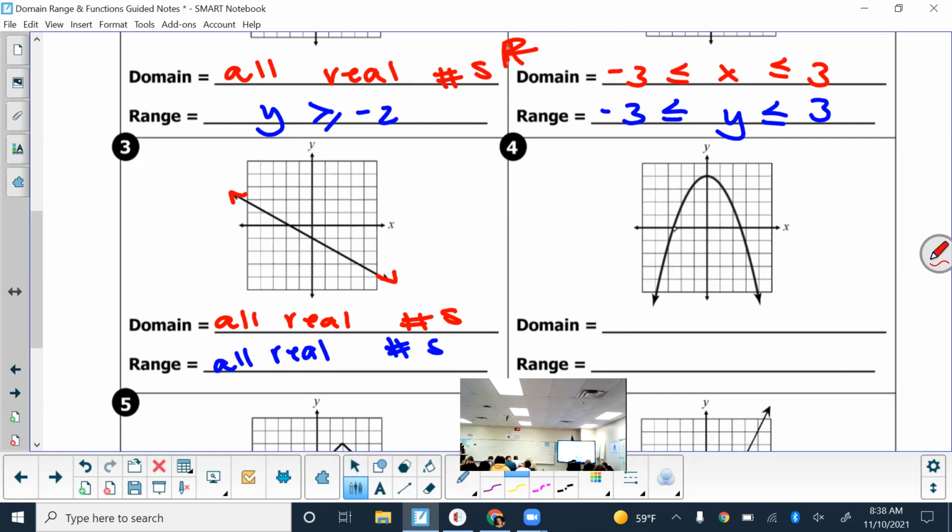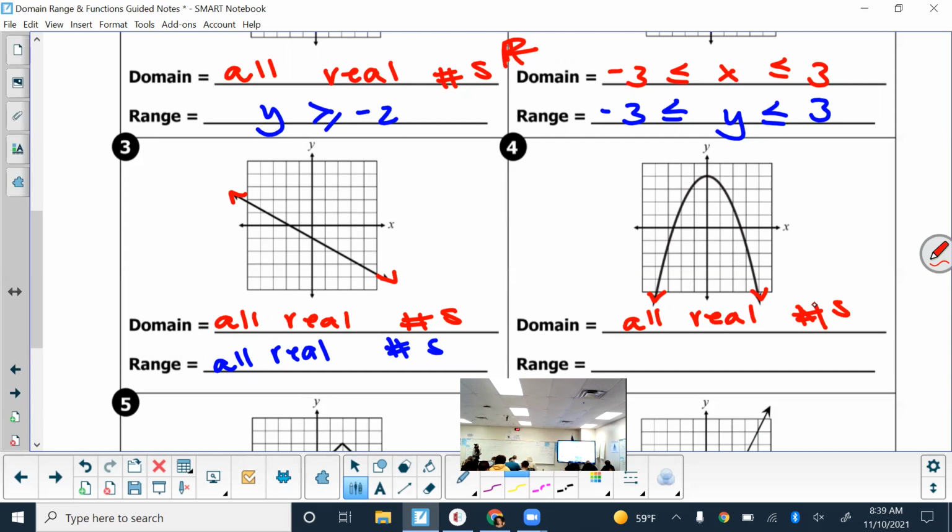So number 4, for the domain, scan from left to right. Are there any boundaries from left to right? So look at your arrows. It goes infinitely downward, we know that for sure, but does it get wider as we go down? So eventually it will touch all the x values. So that one's actually all real numbers, because it gets wider as you go down. So we'll eventually touch them.